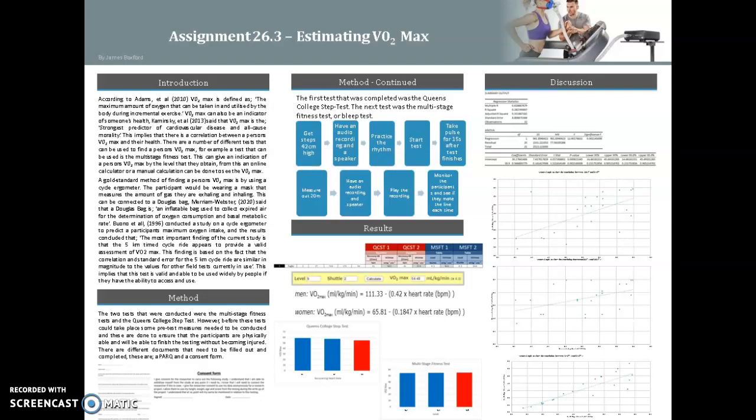So now looking at the tests that were completed. The first test that was completed was the Queen's College step test, and then the second one was the multi-stage fitness test. The top flowchart is the protocol for the Queen's College step test. First of all, you need to get steps that are 42 centimeters high.